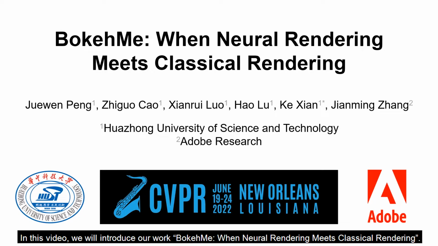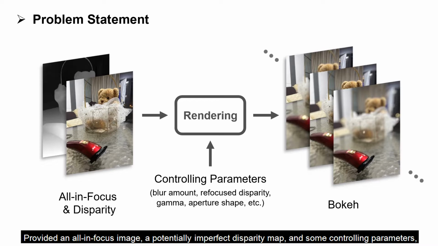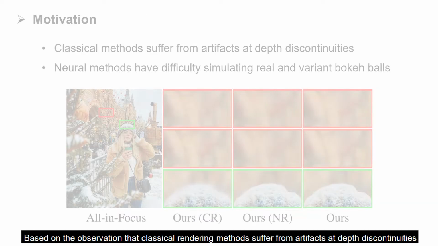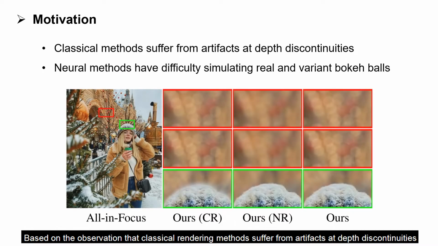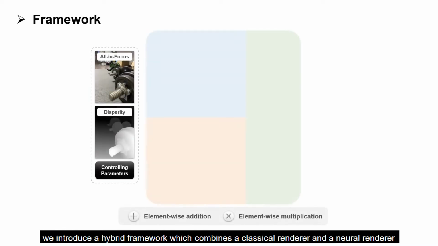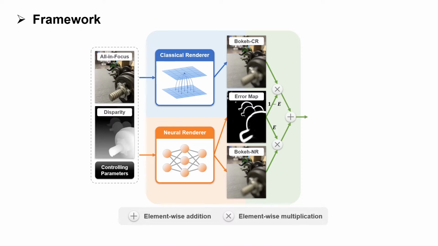In this video, we will introduce our work BokehMe, when neural rendering meets classical rendering. Provided an all-in-focus image, a potentially imperfect disparity map, and some controlling parameters, our goal is to render high-resolution, realistic and adjustable bokeh images. Based on the observation that classical rendering methods suffer from artifacts at depth discontinuities, while neural rendering methods have difficulty simulating real and variant bokeh balls, we introduce a hybrid framework which combines a classical renderer and a neural renderer to make the best of the two worlds.